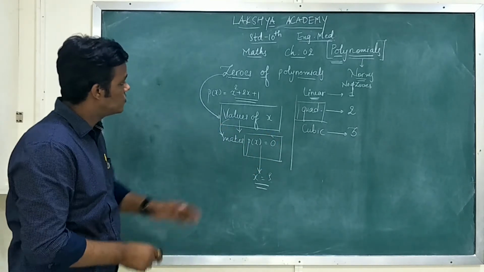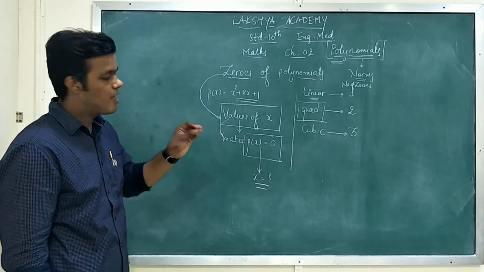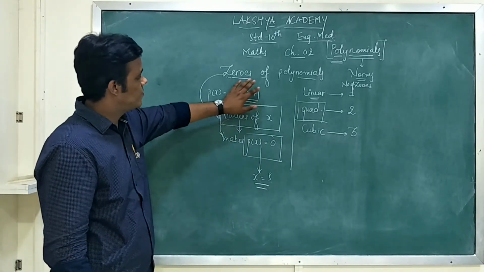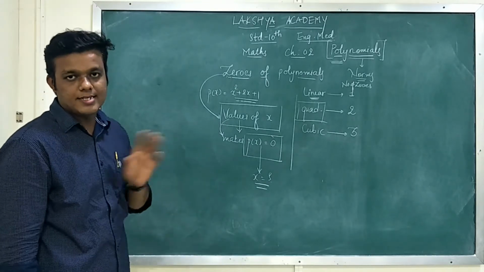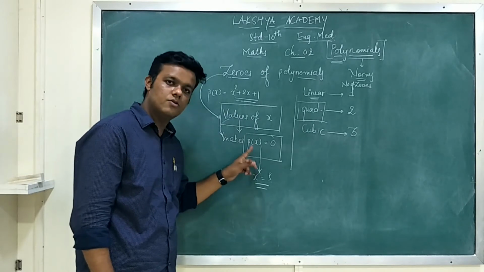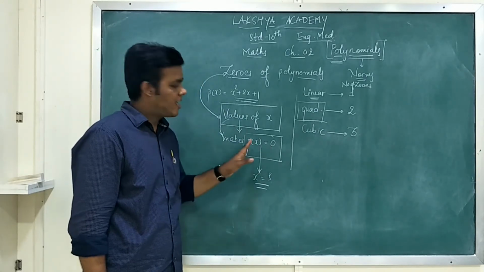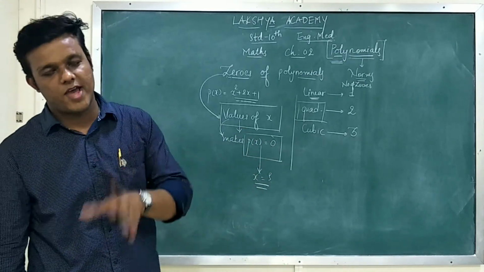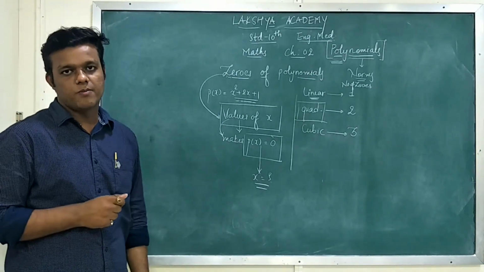So if we talk about 2x square plus 2x plus 1, we will have to find the values of x for which this equation or this polynomial will become 0. So if you want to find the zeros, you will have to go in reverse. What you will have to do, you will have to first set p of x equals to 0 and then solve that equation to get the value of x. And those values will be the zeros of that polynomial.